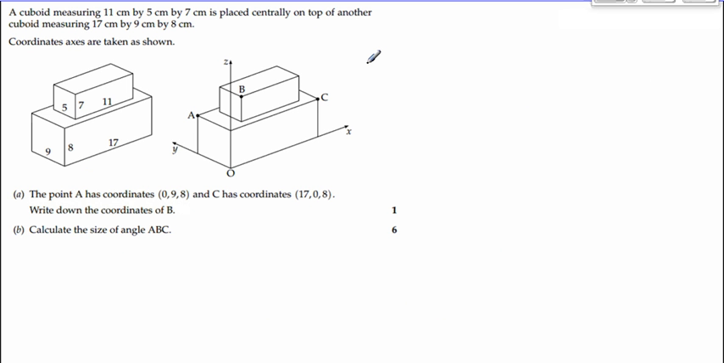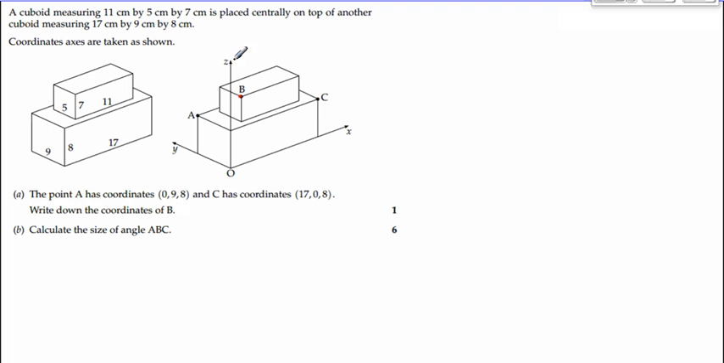Okay, so this one's starting to look at a bit more complicated vector questions. A 7 marker, a big vector question. Part 1 here: the point A has coordinates (0, 9, 8), and C has coordinates (17, 0, 8). Write down the coordinates of B. So we want that coordinate there.